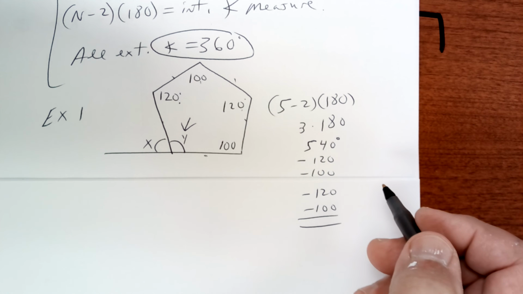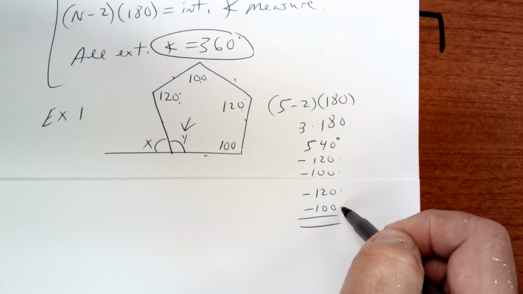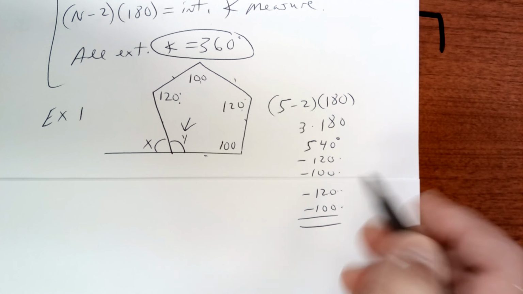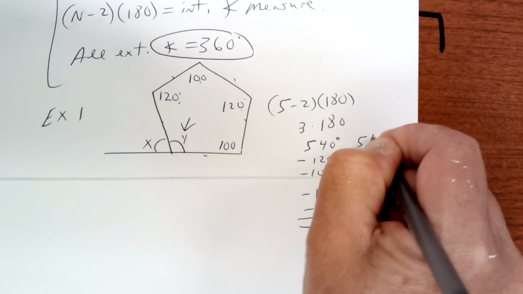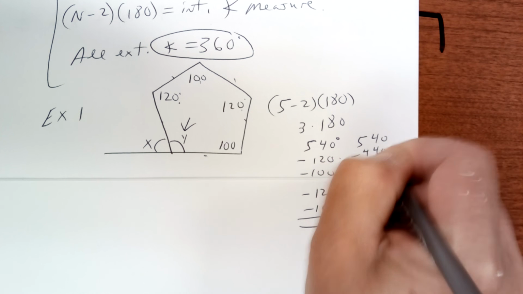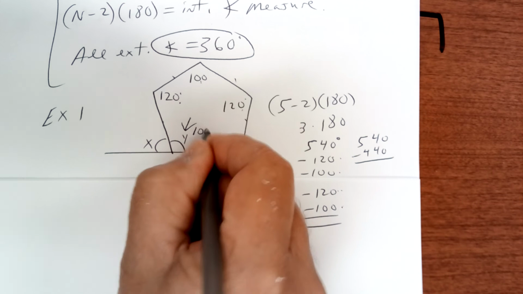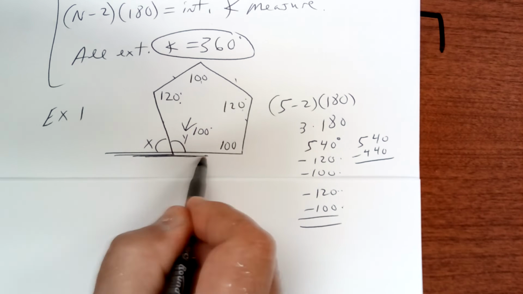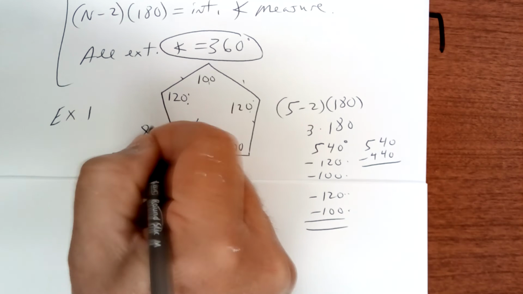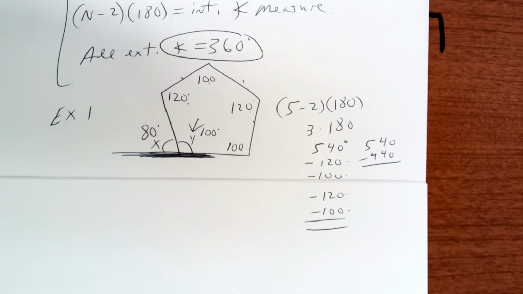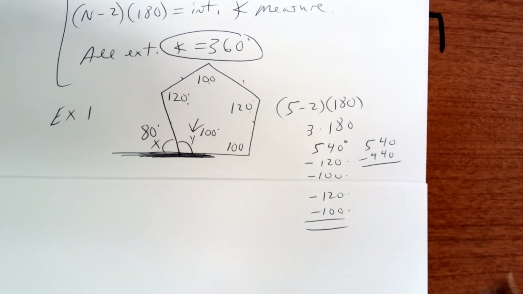Let's see what this is. 1, 2, 3, 400, and 20 and 20 is 40. So that's 440, I think it is. So 540 minus 440 is going to be 100 degrees. So angle Y is 100 degrees. These are supplementary, every line adds up to 180, so this would have to be 80 degrees, and that's how you do that. This is an exterior angle. Okay? All right, let's keep moving.